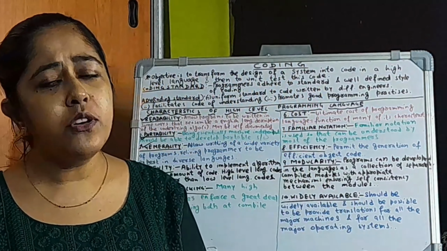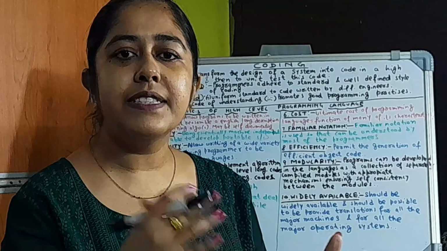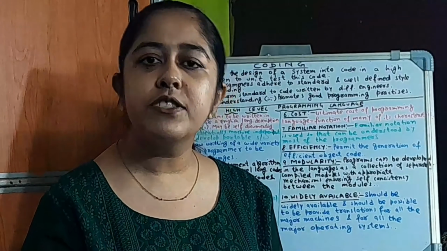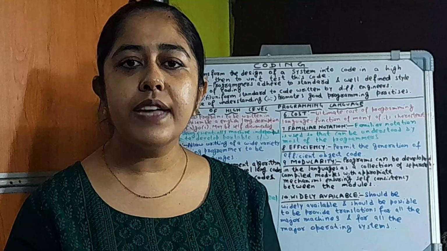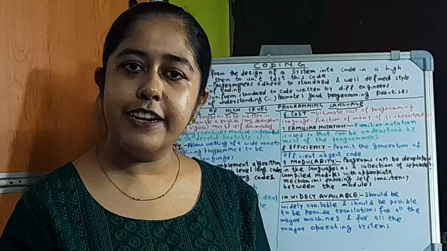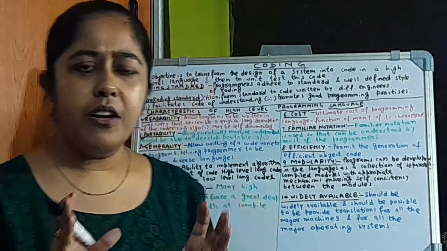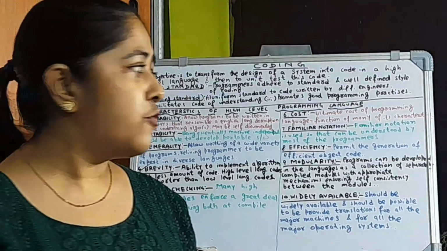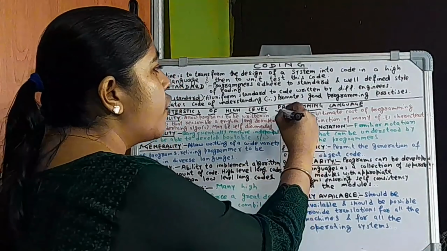Fifth one is error checking. Many high level languages enforce a great deal of error checking both at compile and at runtime. We have to mainly see that the error checking should be very good, since whenever you are writing a code, you have to see two kinds of error checking. One is at compile time and one is at runtime. So this error checking system should be very good. Many high level languages are providing and enforcing this error checking system, so that you can very easily find the errors and correct them, so that you can have a very neat and clean programming code.